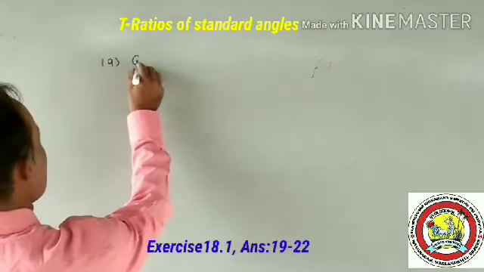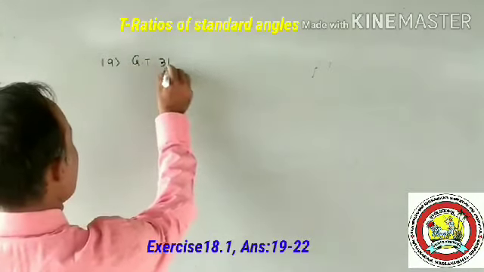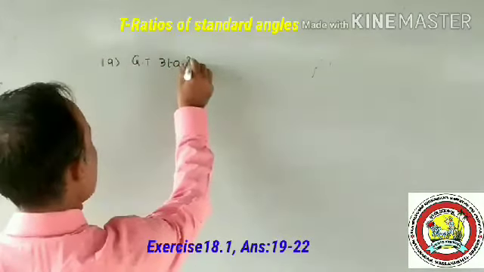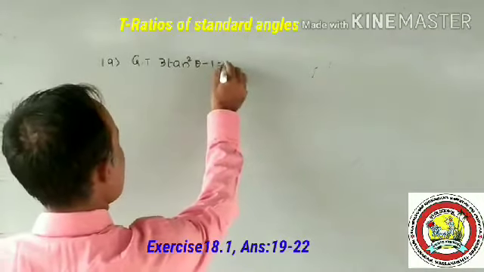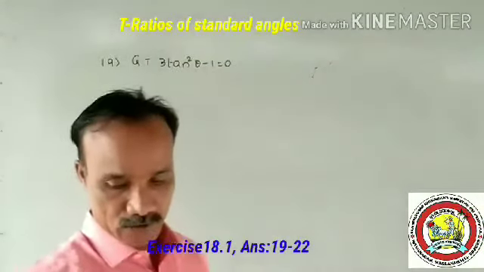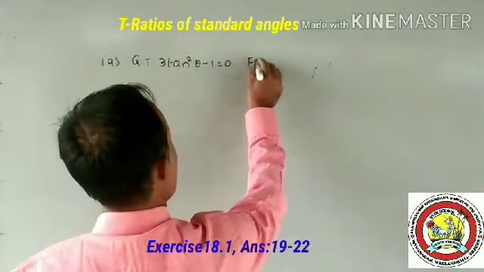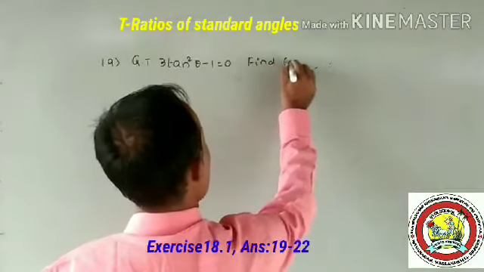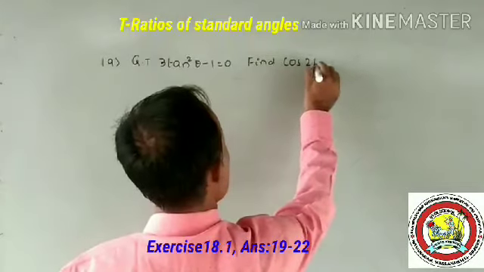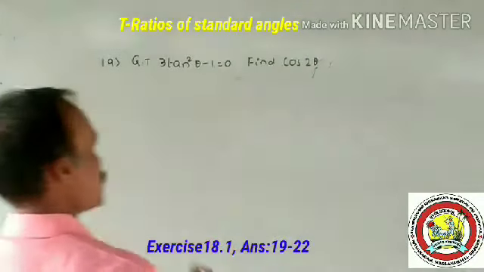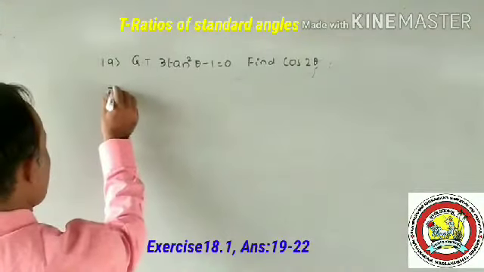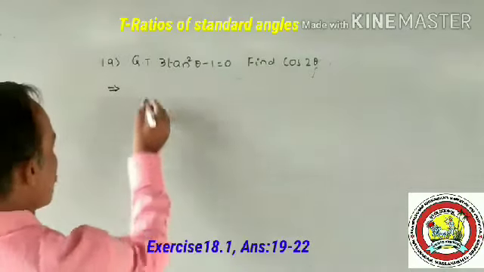Question number 19. As given that 3 tan square theta minus 1 is equal to 0. Find the value of cos 2 theta, where theta is acute angle. This is very simple.